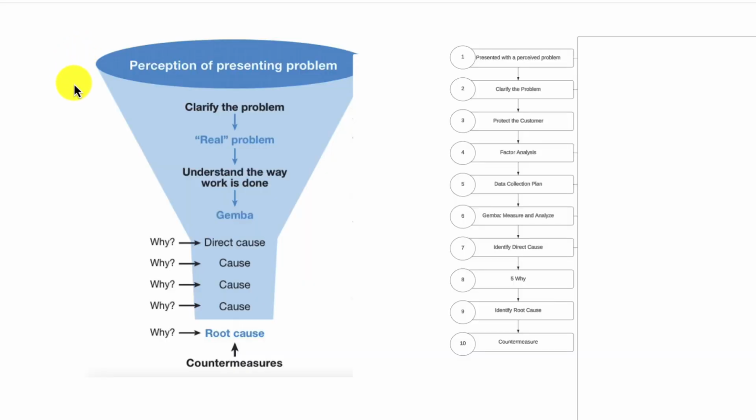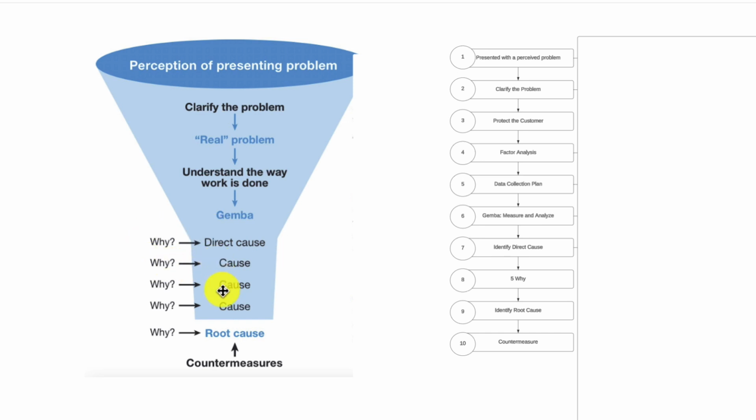And so here's the funnel I mentioned earlier as a resource we were going to use from Learning to See. And you can see it's a great way to visualize going from a big, hairy, audacious problem, right, or perception of a presenting problem down to the root cause and countermeasures. And along that journey, we see we got to get to the real problem. We've got to get to Gemba to measure and analyze what we think might be the problem or the causes that are causing that problem, all the way to the direct cause.